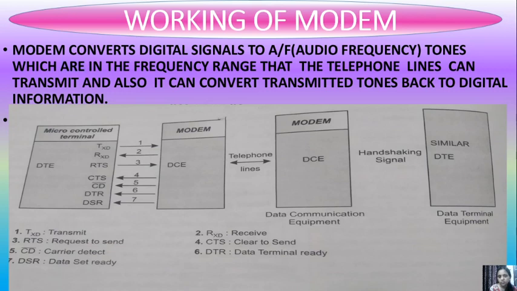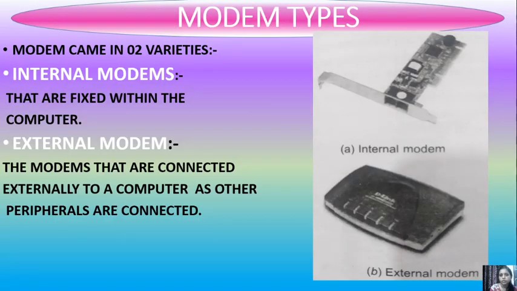Now some short forms are given here. First one is TXD for transmit, RXD for receive, RTS request to send, CTS clear to send, CD carrier detect, DTR data terminal ready, DSR data set ready. So these are some terms used in the working of a modem. Now, types of modem.